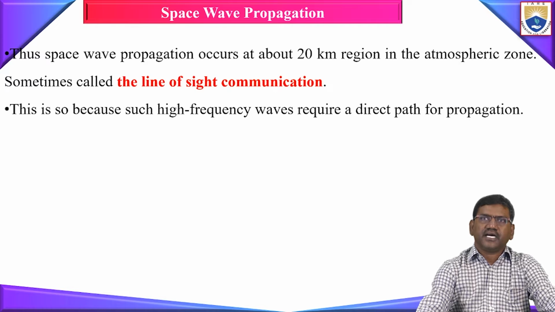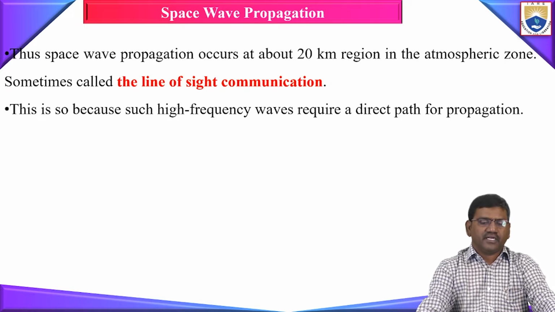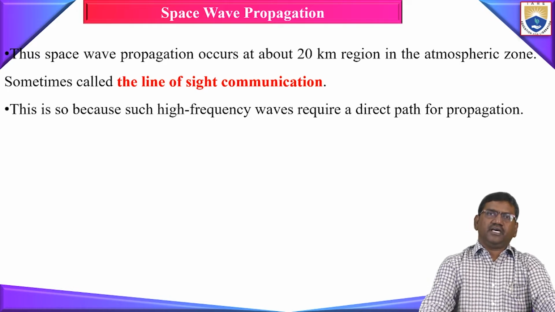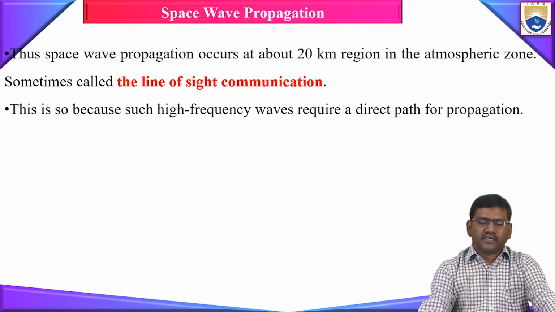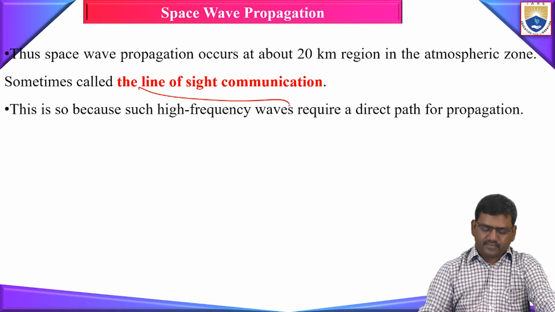Thus, space wave propagation occurs at about a 20 kilometer region in the atmospheric zone, and is sometimes called line of sight communication. This is so because high frequency waves require a direct path for propagation. Free space is the only requirement to propagate the signal directly to the receiving antenna, because in free space we don't have any trees, obstacles, or buildings. So a direct path can be established between the transmitting antenna and the receiving antenna only through line of sight communication, in the tropospheric region.